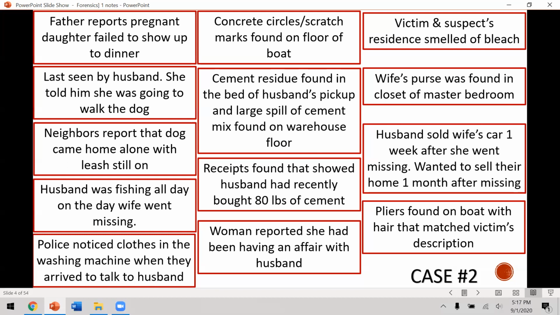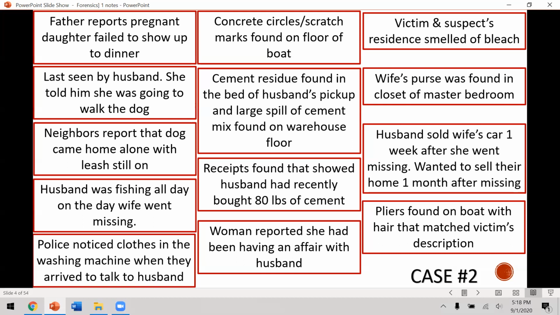So some people say, well, so what that her hair was found on a tool on the boat? It was her husband's boat. She probably was on there all the time. So what if there was concrete? Maybe he was making an anchor or something. When I take a walk, I don't take my purse with me. So she left it in the bedroom when she was walking the dog. You know, other people say it sounds too suspicious. So it's your opinion, whatever you want.